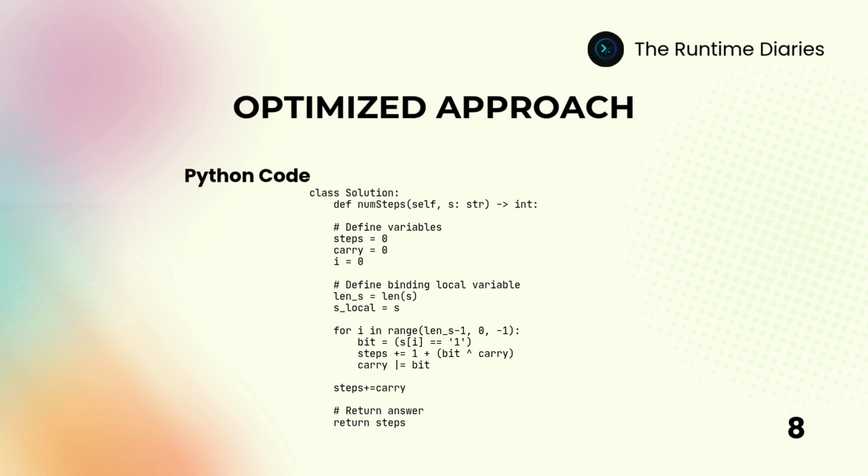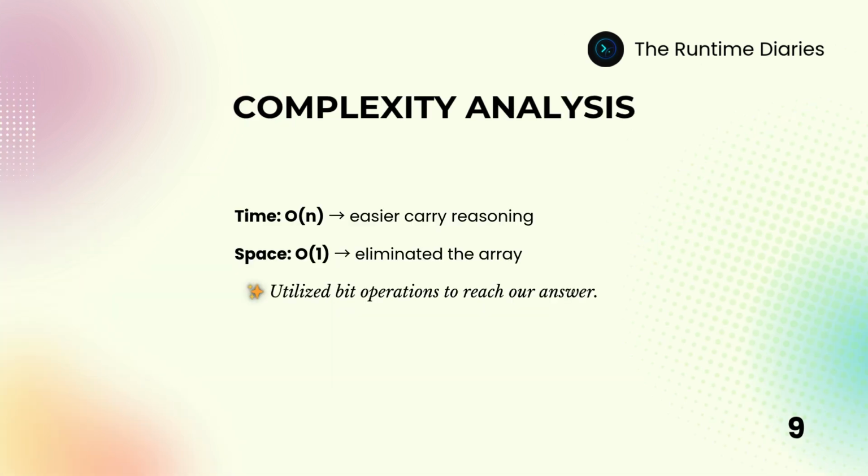That's the difference between simulating what happens and understanding why it happens. Both solutions here are O of n, but this one uses O of 1 space. We eliminated the extra array and just worked directly with the binary string. The real optimization here isn't about speed, it's about clarity. Now, each bit operation is direct and purposeful. You can almost see the carry moving through the string.